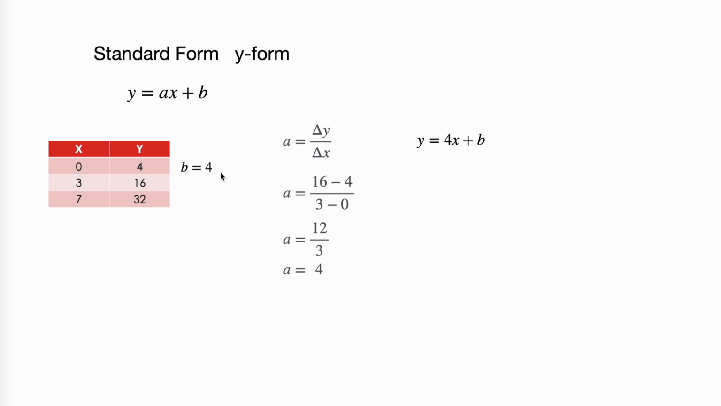Pretend we didn't know that the b was 4. We could use one of these points. Doesn't matter which one you use. I'm going to use 3 and 16. I'm going to replace the x with 3 and the y with 16. That gives us 16 is equal to 4 times 3 plus b. So that's 12 plus b. Then I'm going to subtract 12 from both sides. And that's going to give me 4 is equal to b, or b is equal to 4, just like I have here. The equation becomes y is equal to 4x, that's the slope, the a is 4, and the b happens to be 4 as well.